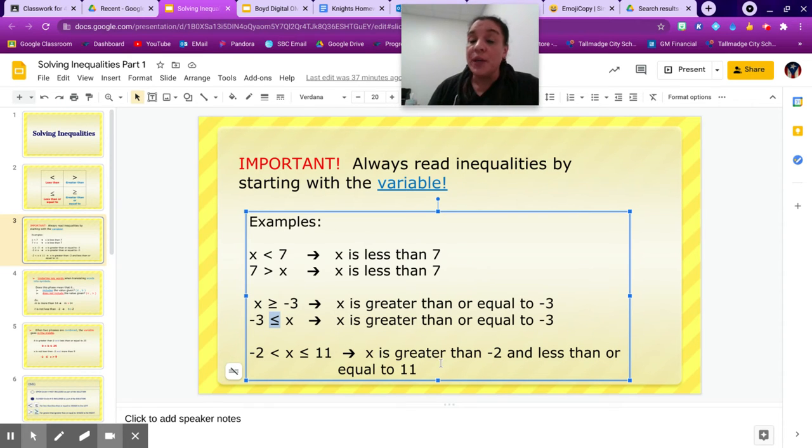And then we're also going to talk about double inequalities in this lesson. So a double inequality looks like the last example here. We have an x in the middle, and I always like to read these one at a time. So I would start by reading this part of the inequality. X is greater than -2, and x is also less than or equal to 11. So that is a double inequality. It means x can be greater than -2, but it can also be less than or equal to 11.